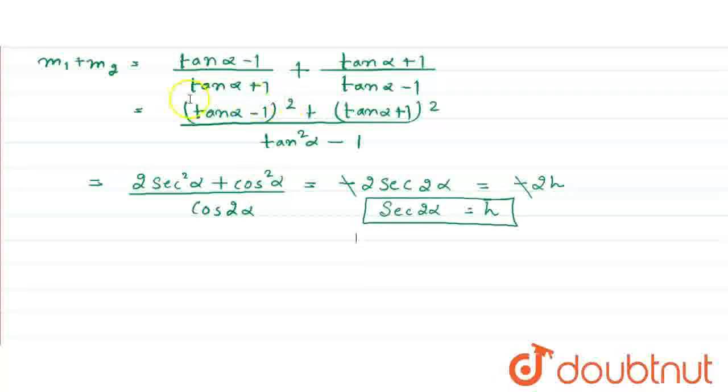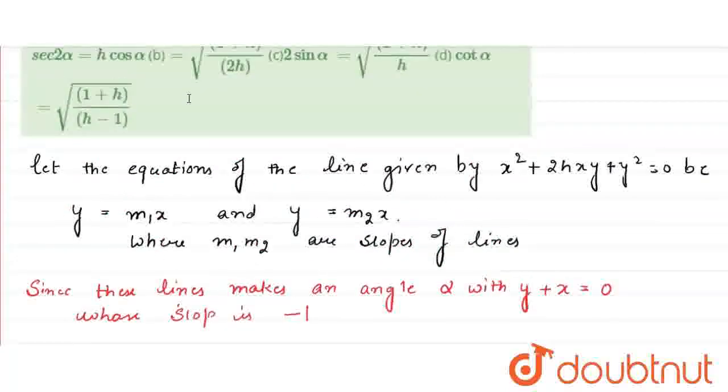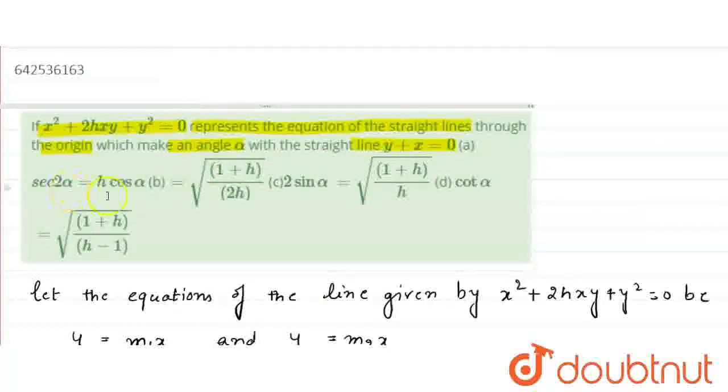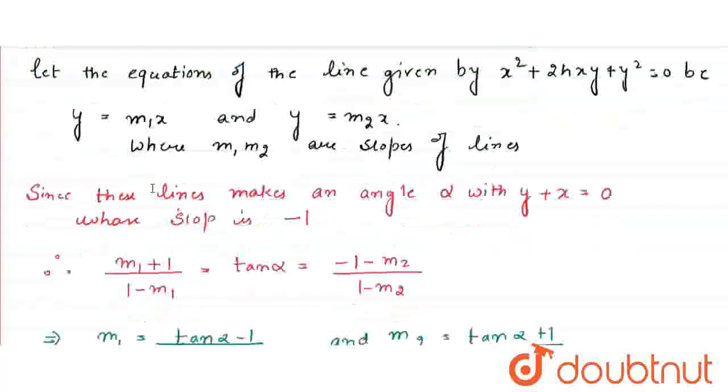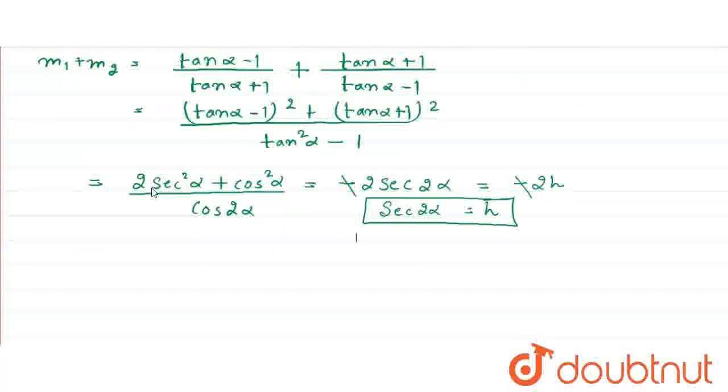So let's see which of the following options is correct. Secant, where is the secant? Secant 2 alpha is equal to h, so here is also secant 2 alpha, and you can write it like this. I hope the solution is clear to you.